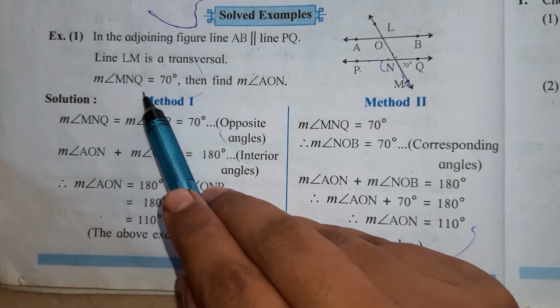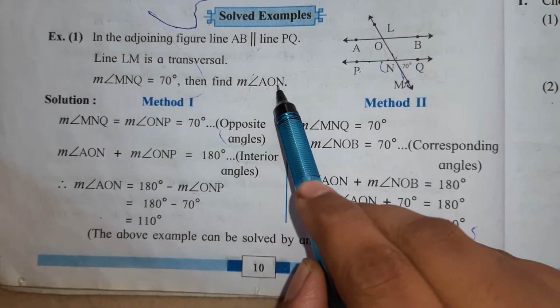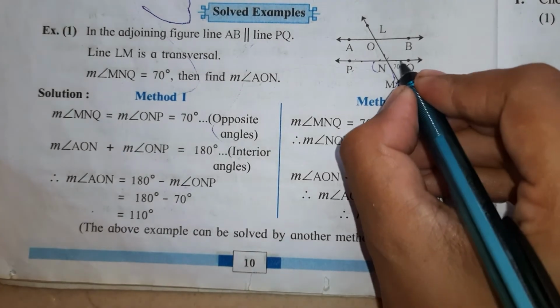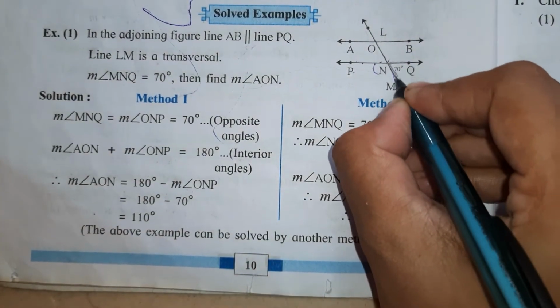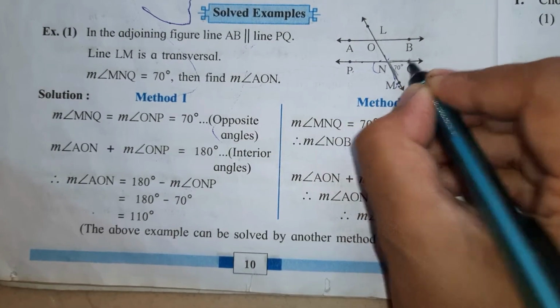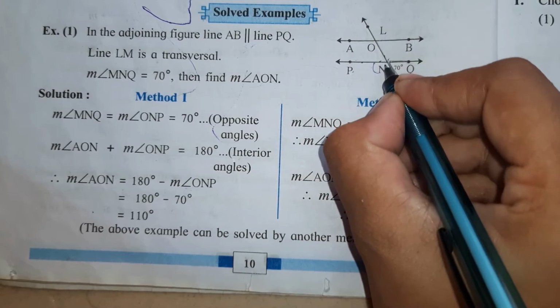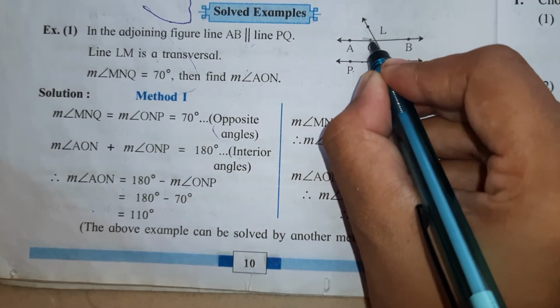Measure of angle MNQ is given as 70 degrees. Find the measure of angle AON. Means see, this angle MNQ is given to you as 70 degrees, and we have to find AON. Means we have to find this angle.